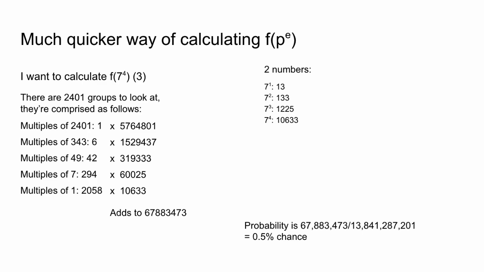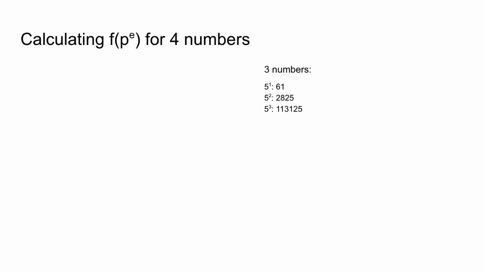Just to reiterate, that means there's exactly a 67,883,473 out of 13,841,287,201 chance, or 0.5% chance, to multiply three random numbers together and get a multiple of 2,401. And I tried it. I got my computer to do a thing, and it's a 0.5% chance. So yeah, okay, all right.